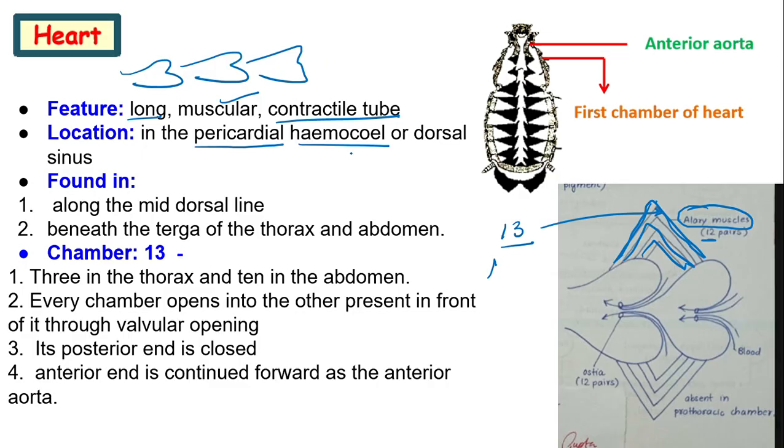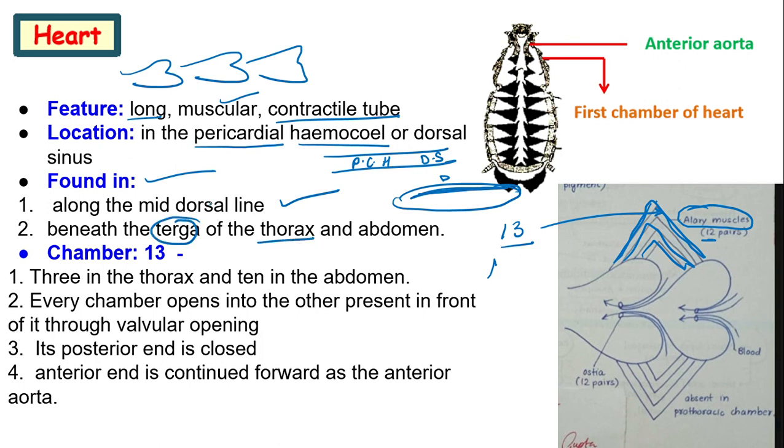So where is the location? Pericardial hemocoel, which is nothing but your dorsal sinus, right? Now it is found along the mid dorsal line. So this is the cockroach. You will see along the mid dorsal line, towards the dorsal side, the heart, beneath the terga.